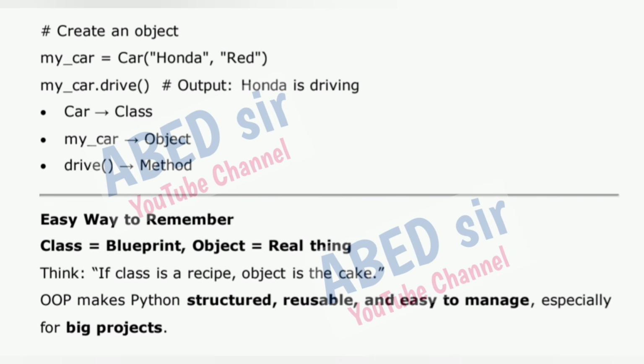Easy way to remember. Class equals blueprint, object equals real thing. Think of it this way: if class is a recipe, object is the cake. OOP makes Python structured, reusable, and easy to manage, especially for big projects.